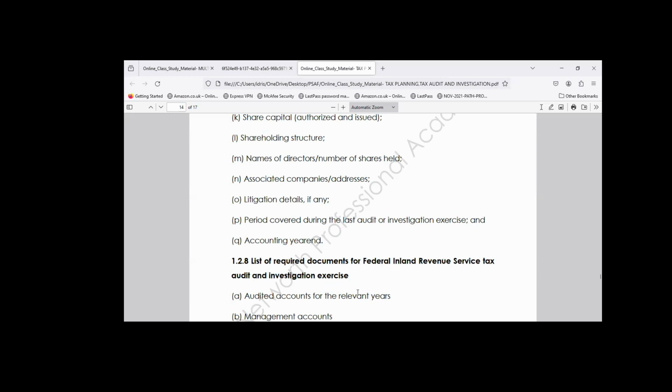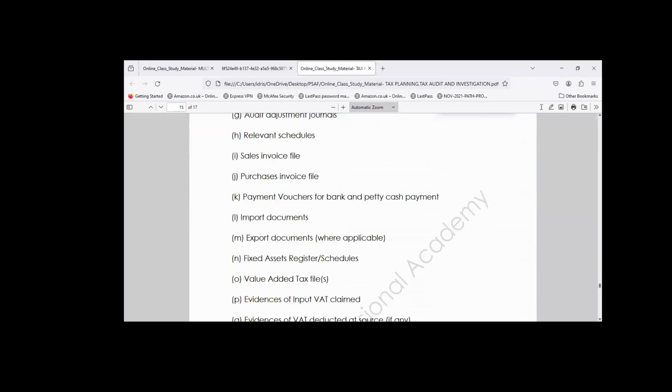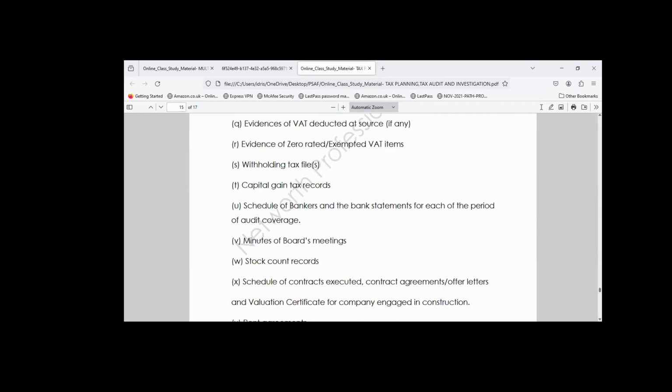If FIRS wants to do a tax audit, what are the documents that they will require from the taxpayer? Number one, audited financial statements. They will ask for that. Audited accounts for the relevant year. Management accounts too, they will ask for that. They also ask for chart of accounts, general ledger. Aside from that, they'll ask for bank statements, sales invoices, purchase invoice file, payment vouchers, petty cash book, import documents, evidence of payment of your VAT. They'll ask for that. Evidence of payment of your company income tax. They'll ask for that.